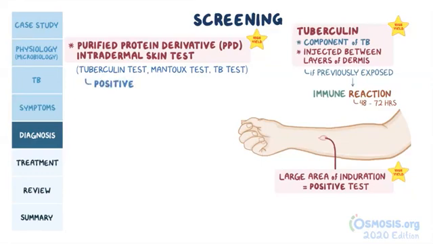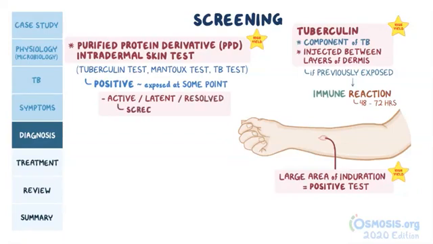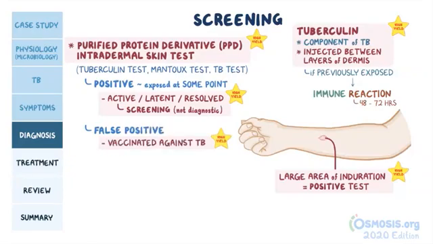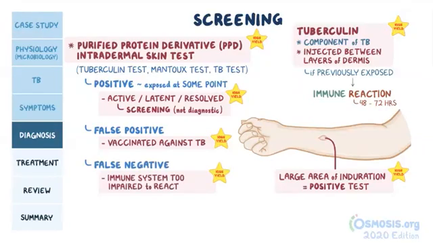However, a positive tuberculin test simply means the individual has been exposed to the TB bacteria at some point. It doesn't differentiate between active, latent, or resolved infections, hence why it's a screening test and not diagnostic. PPD is negative when there's no history of infection. There's also the chance of false positive results in those who are vaccinated against TB, and of false negative results when the immune system is too impaired to even react to tuberculin, like in individuals with AIDS. Sarcoidosis can also lead to false negative results because the affected individuals have impaired delayed type immune reactions.